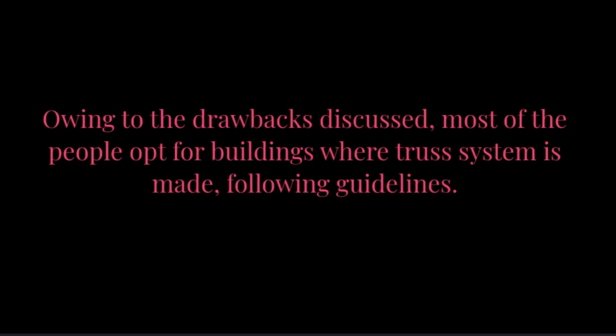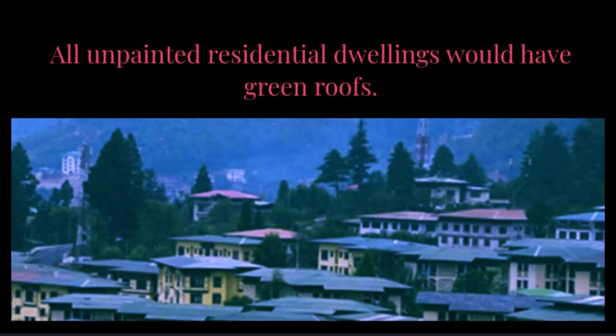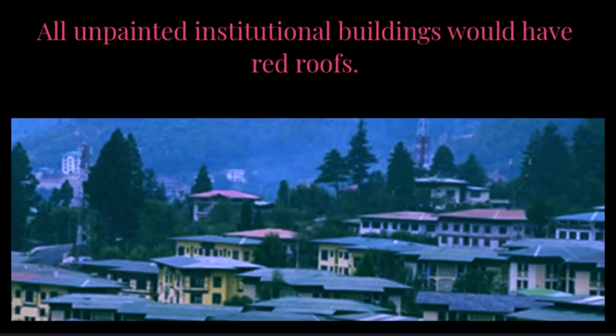Owing to the drawbacks discussed, most people opt for buildings where the truss system is made following guidelines. A proposal for uniform roof color was submitted as roofs were being painted in many different colors and beginning to look odd. All unpainted residential dwellings would have green roofs. All unpainted institutional buildings would have red roofs.